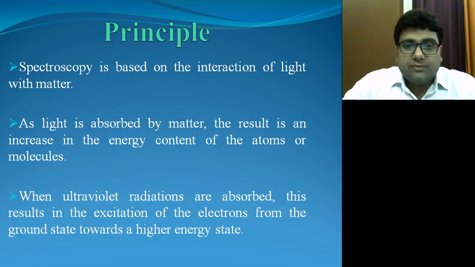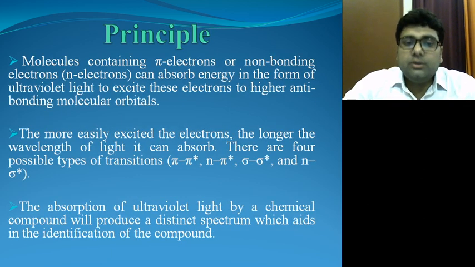The basic principle of UV-vis spectroscopy: spectroscopy is based on the interaction of light with matter. As light is absorbed by matter, the result is an increase in the energy content of the atoms or molecules. When ultraviolet radiation is absorbed, this results in the excitation of an electron from the ground state to a higher energy state. Molecules containing pi electrons or non-bonding electrons can absorb energy in the form of ultraviolet light to excite these electrons to higher antibonding molecular orbitals. The more easily excited the electrons, the longer the wavelength of light they can absorb.